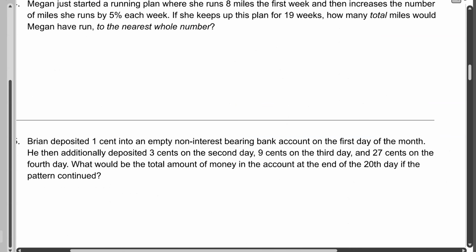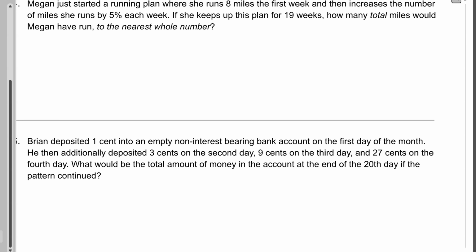So for number 4, here's an application where it says Megan just started a running plan where she runs 8 miles in the first week and then increases the number of miles she runs by 5% each week. If she keeps up this plan for 19 weeks, how many total miles would Megan have run to the nearest whole number? Now keep in mind they're asking for a total. They want me to add up week 1, week 2, week 3, all the way up to week 19. That's why this is representing a series and I'm not finding a particular term in a sequence, because they're asking for the total of all of these.